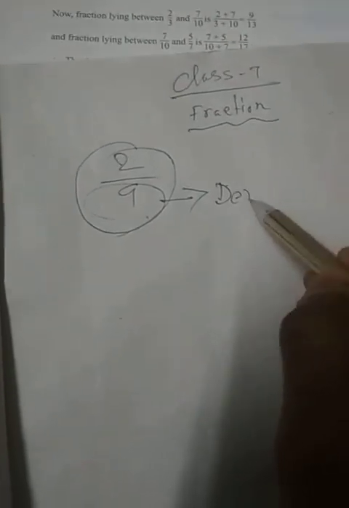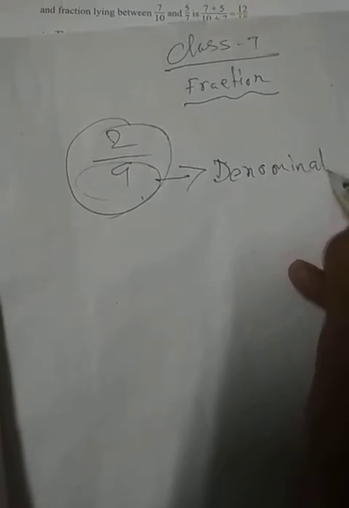Good afternoon, students of class 7. Today I am going to start a new chapter, fractions. A number like 2 by 9 is known as a fraction. The bottom number is known as the denominator, and the upper number is known as the numerator.